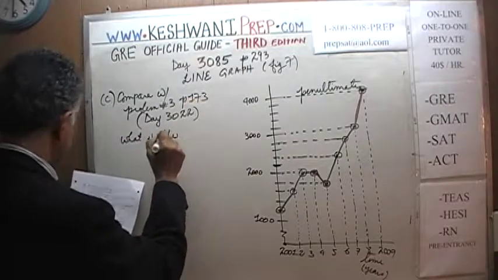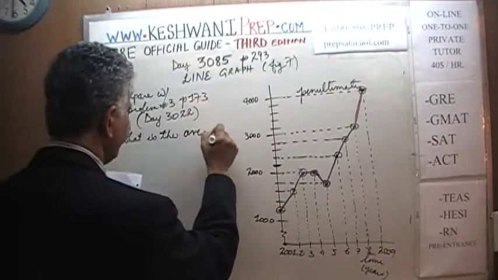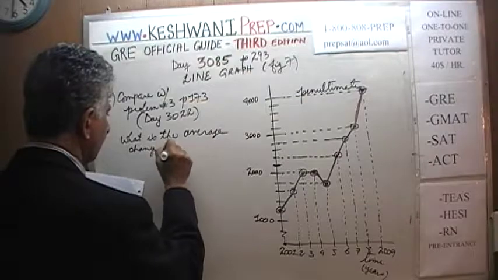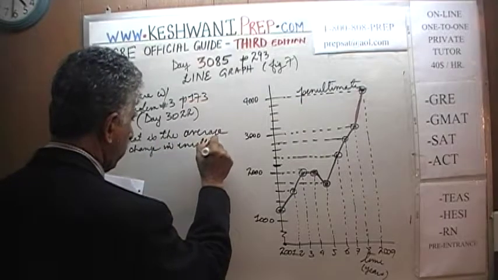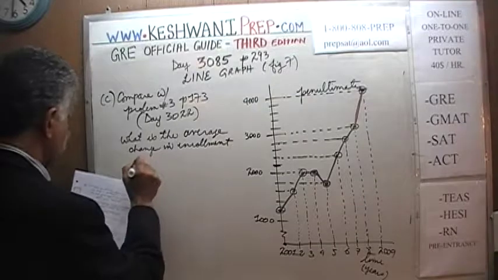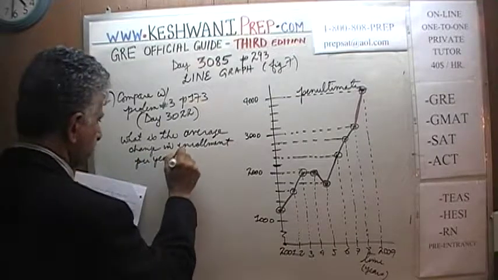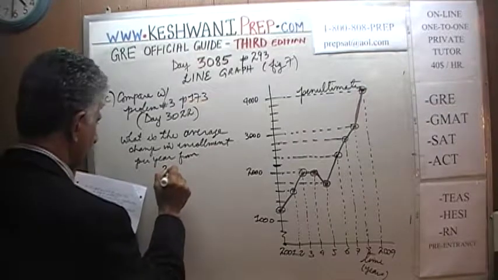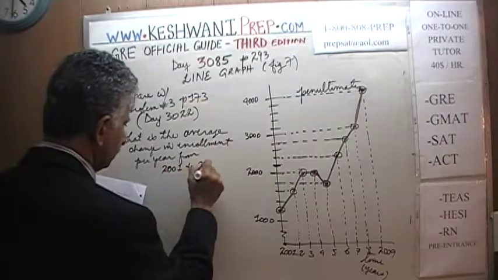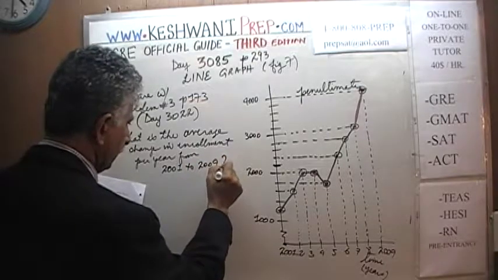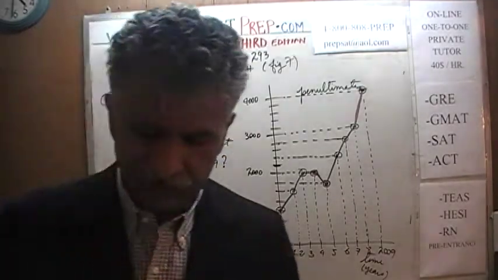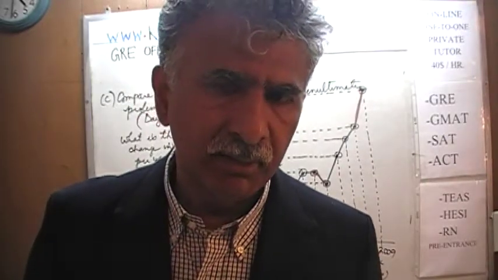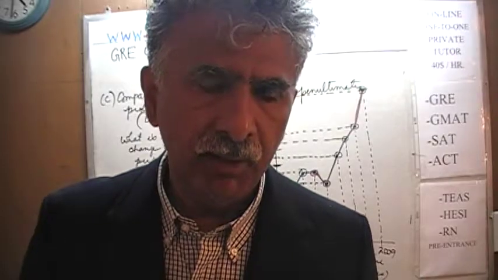What is the average change in enrollment per year from 2001 to 2009? What is the average change? How much did the enrollment change on average per year for this period that is given to us from 2001 to 2009?